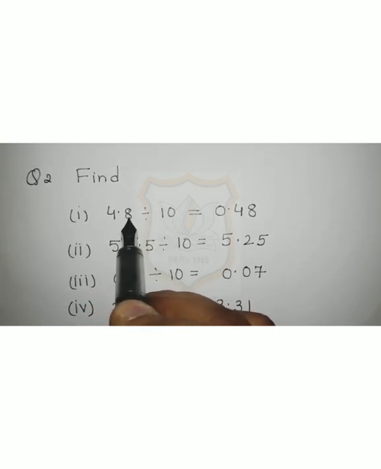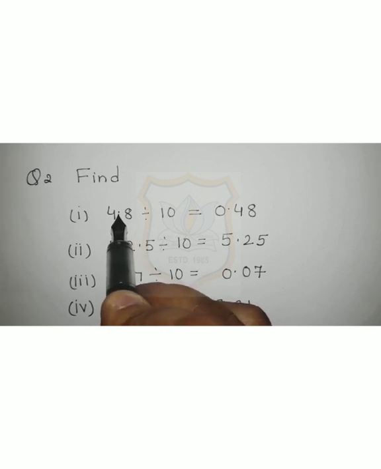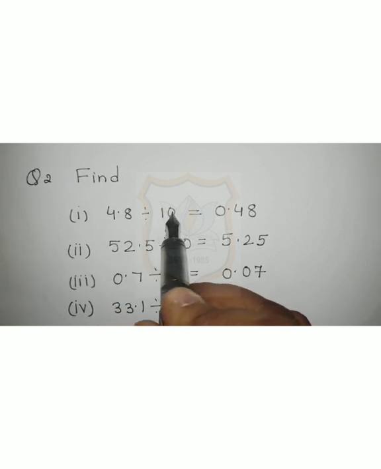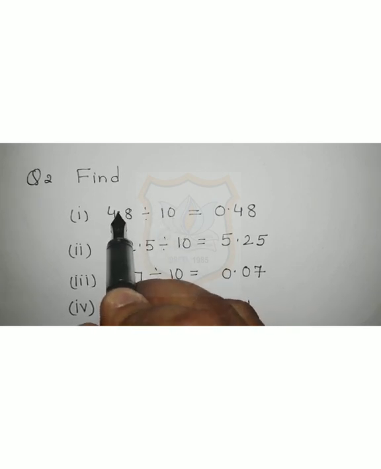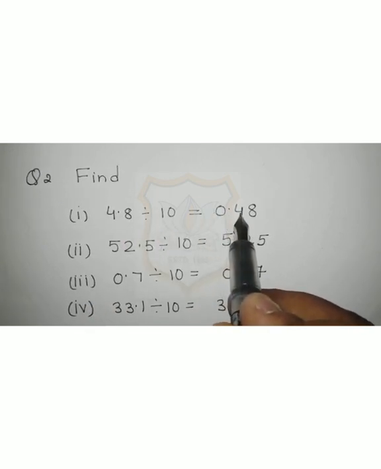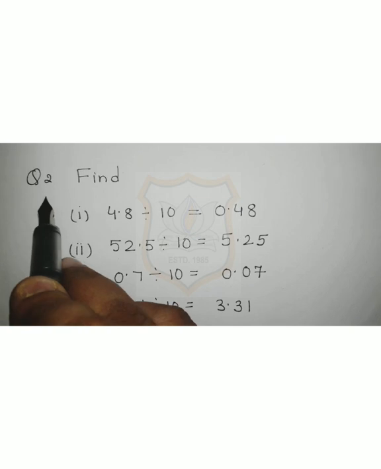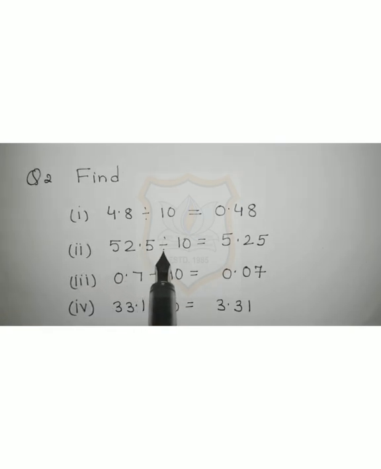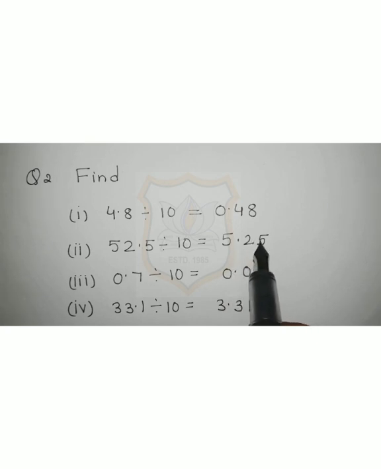In 4.8, the decimal is after 1 digit, that is after 8, and in 10 there is only 1 zero. So this decimal will move 1 digit towards the left. So our answer will be 0.48. Now the second part of question number 2 is 52.5 divided by 10. Again in 52.5, the decimal is after 1 digit, that is after 5, and in 10 there is only 1 zero. So this decimal will move 1 digit towards the left, that is it will come after 2. So our answer will be 5.25.